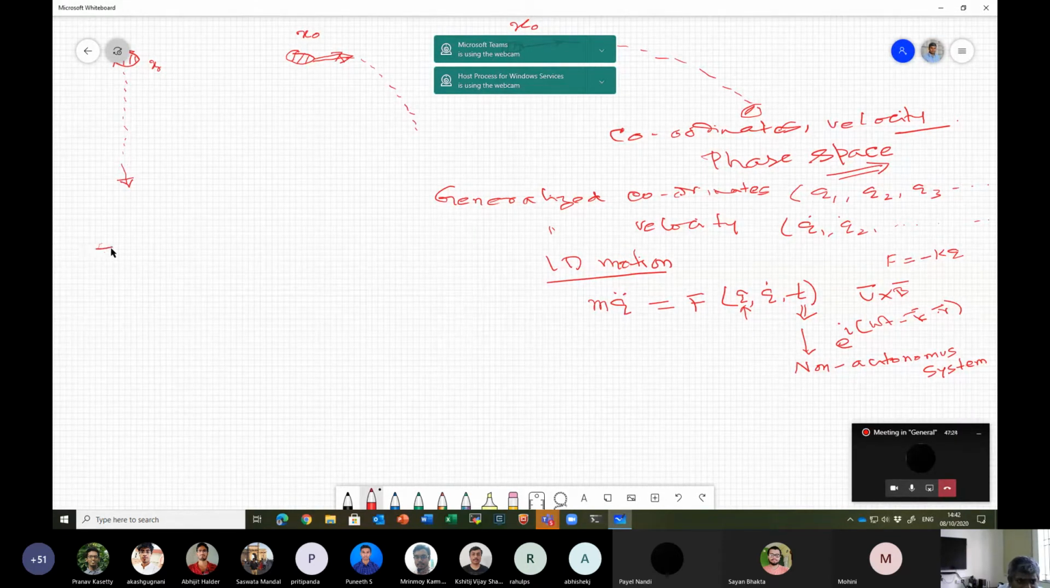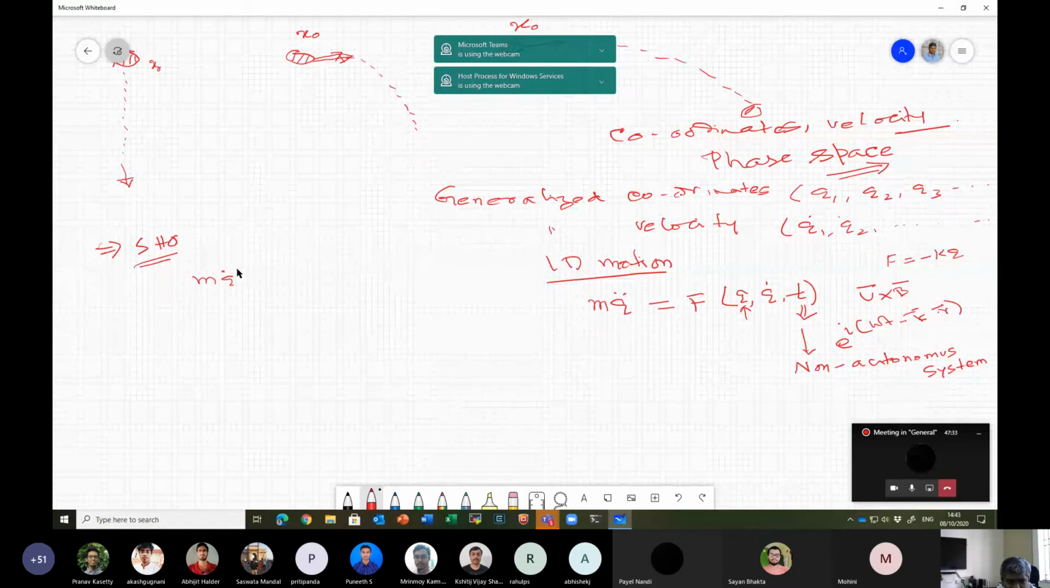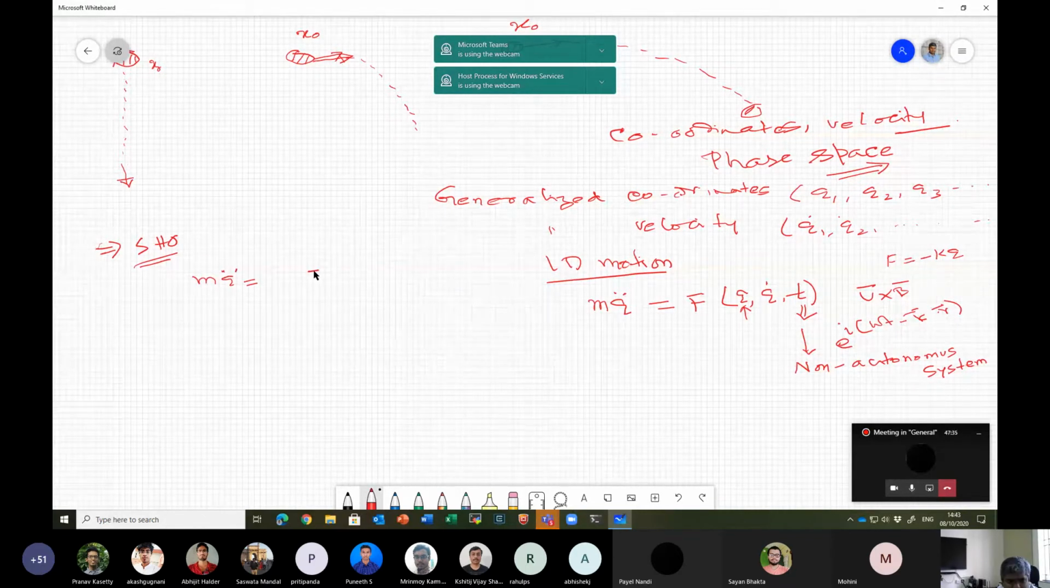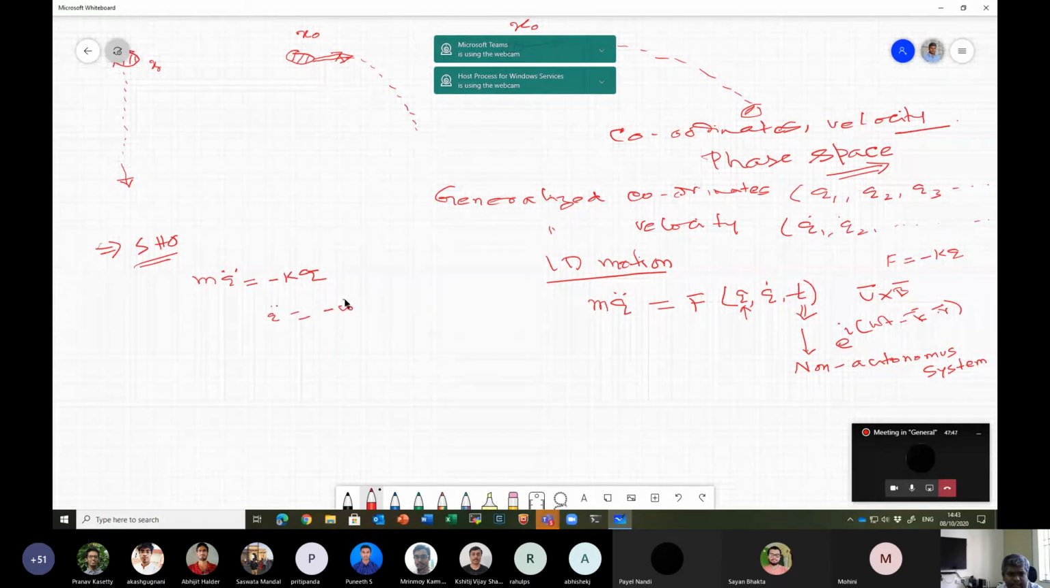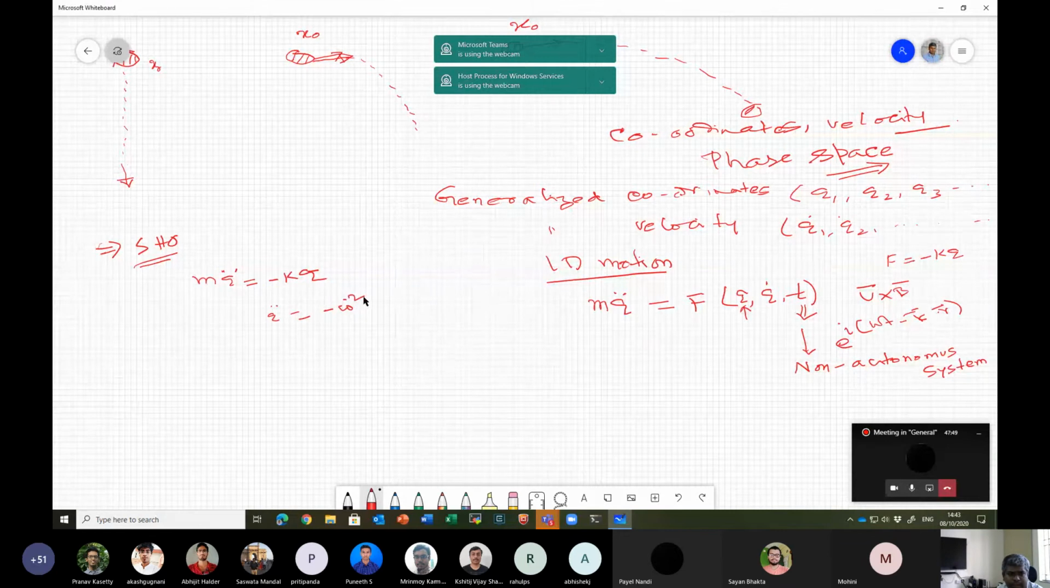Now let's take this example of the simple harmonic oscillator, because we all are familiar with it. Say m q double dot is equal to minus k times q. This is the equation of motion, and you can write this equation simply as q double dot equals minus omega squared times q, where omega is the oscillation frequency, the square root of k by m.